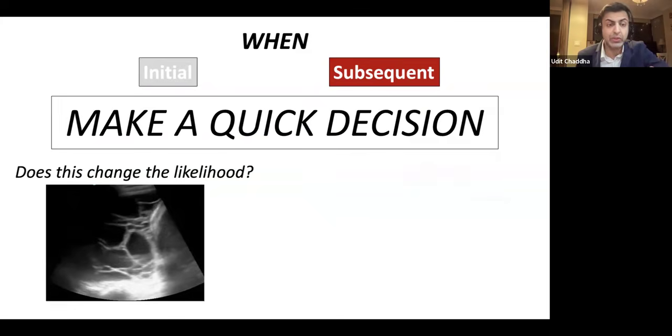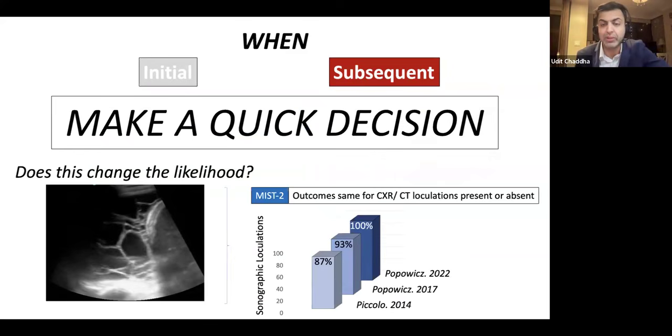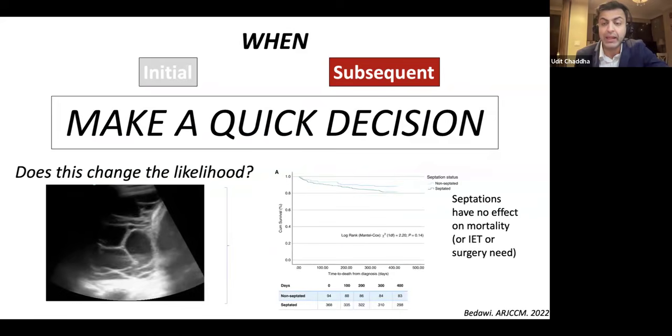When you see septations, extensive septations, does that change the likelihood of you needing TPA DNase? Firstly, I'd like to highlight that across studies, septations are very common in patients with empyema. And in one of the studies, the presence of septations was not associated with the need to give TPA DNase or not. So when you do see septations, maybe you need to give TPA DNase or not, but you cannot make that decision just based on septations alone.